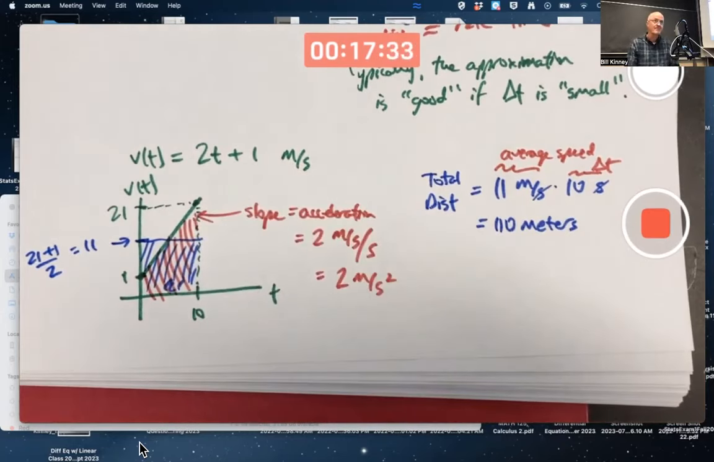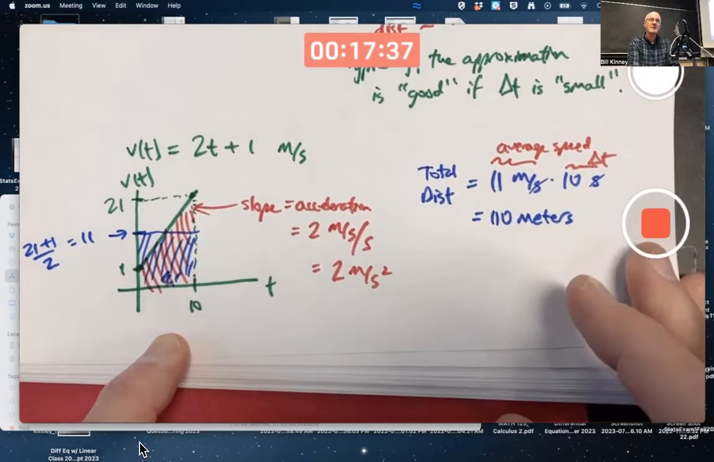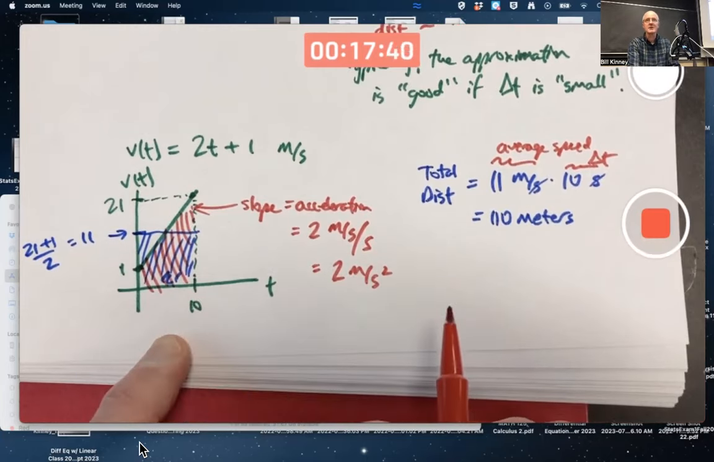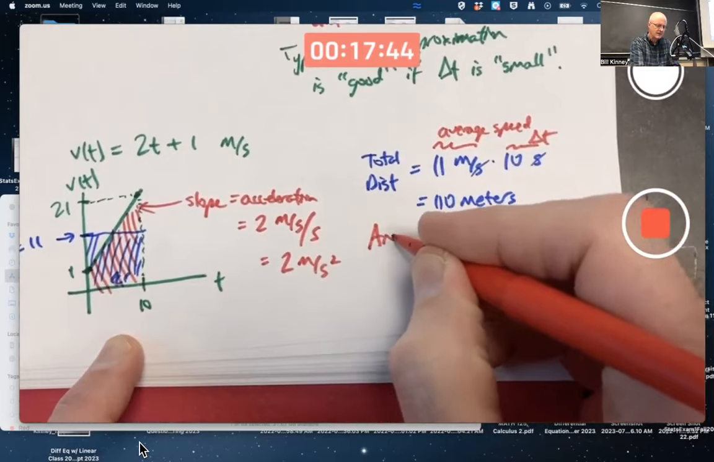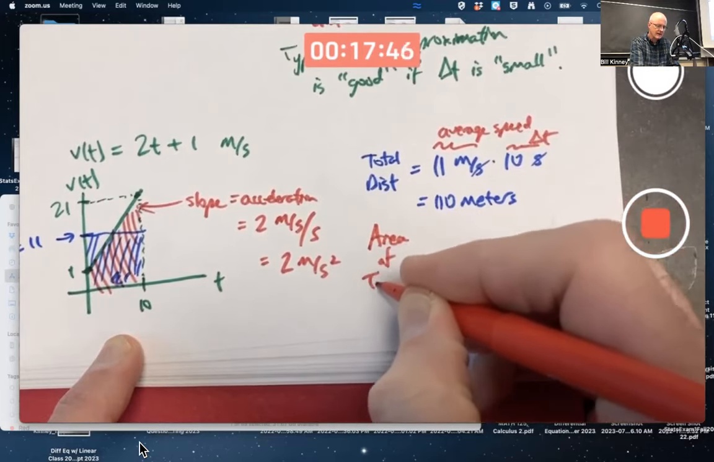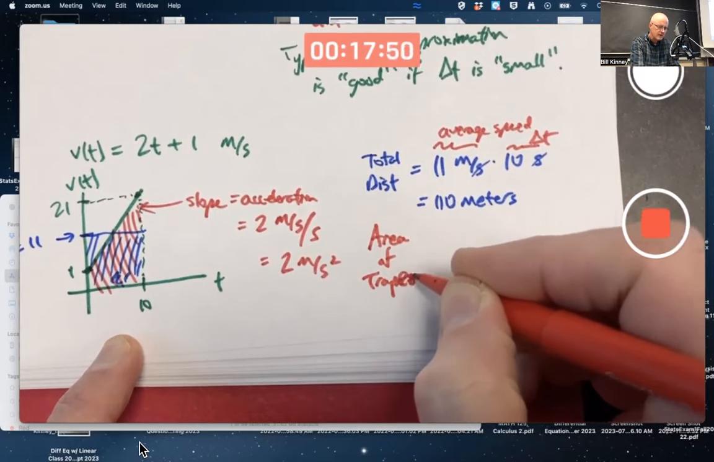Do you believe me? That area in red is the area of a trapezoid. The shape that's colored red is called a trapezoid. Let's see if the area of the trapezoid is the same. Trapezoid, I'm spelling it wrong.